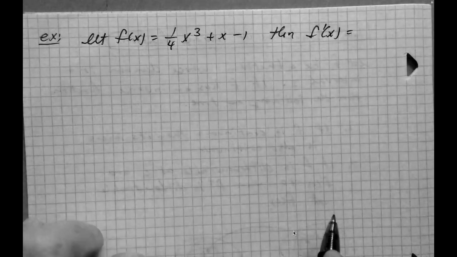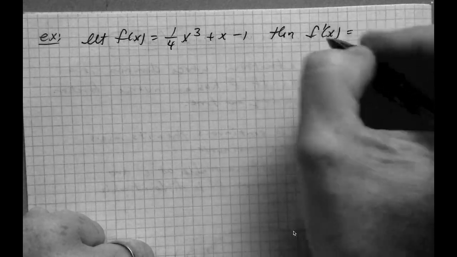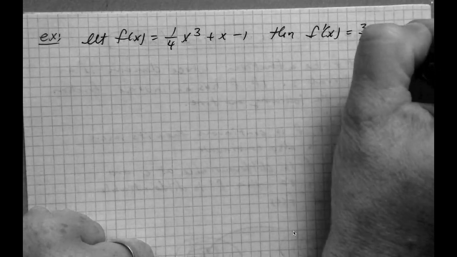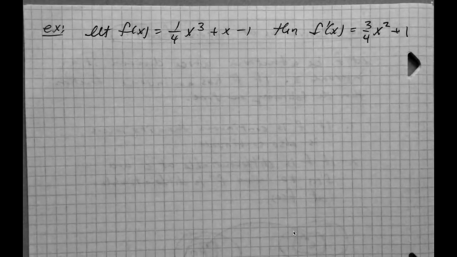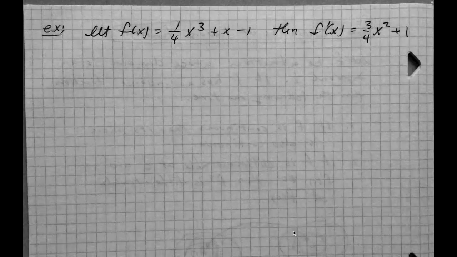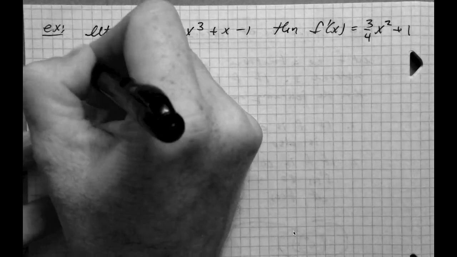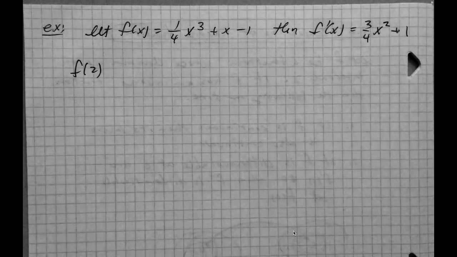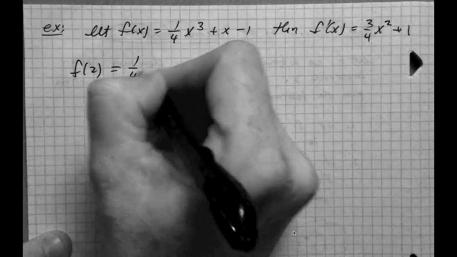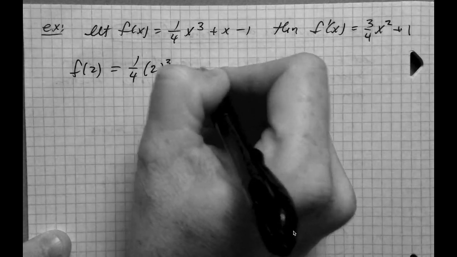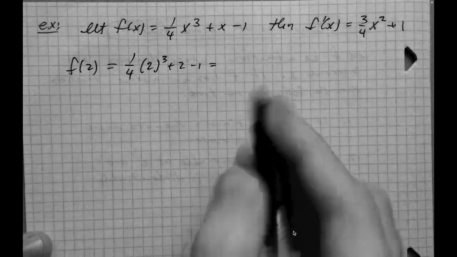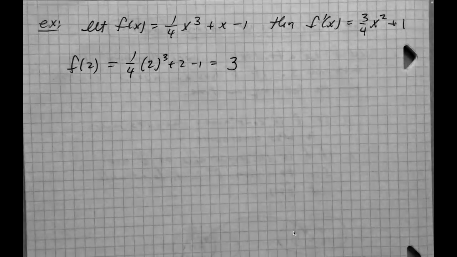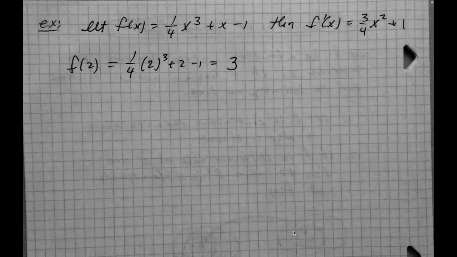And the derivative here would be 3/4 x squared plus 1. Okay, so that's our derivative. Now let's look at a specific point, f of 2, for example. So f of 2 is equal to 1/4 times 2 cubed plus 2 minus 1. When you do all of that math, you get 8/4 plus 2 minus 1, which is 3. So f evaluated at the point x equals 2 is equal to 3.